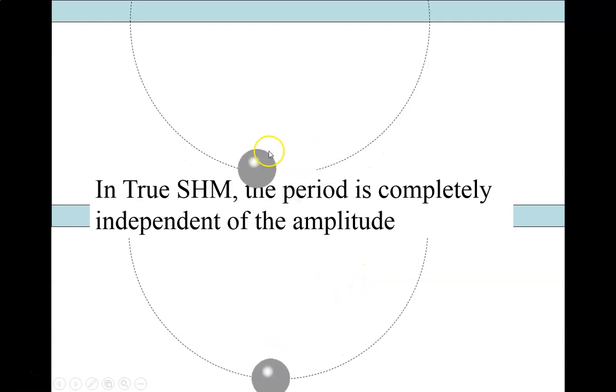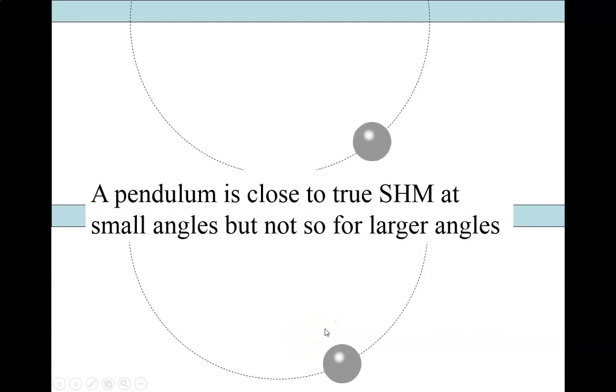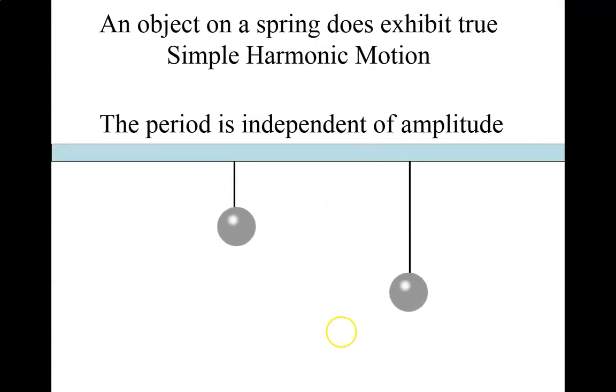Here we have a larger amplitude oscillation, and here a smaller amplitude oscillation. They both have the same period. They both have the same frequency. It ends up that a pendulum isn't exactly true simple harmonic motion, but it's pretty close.